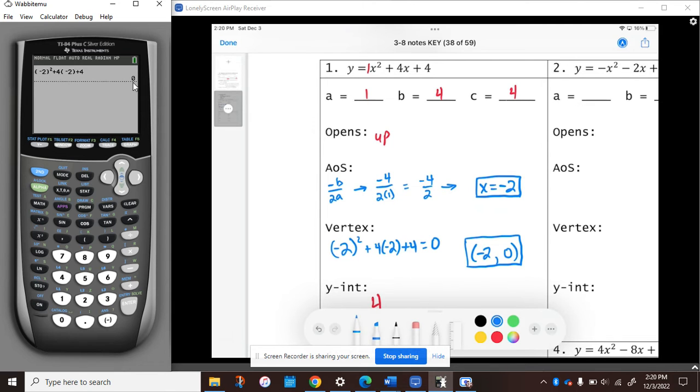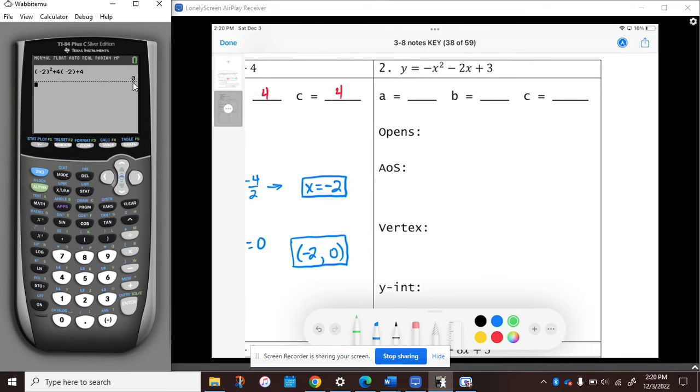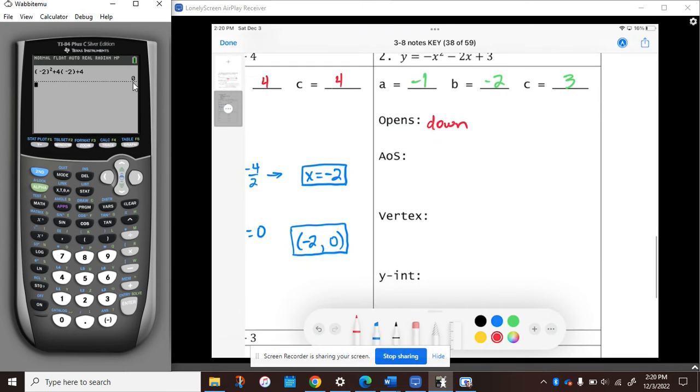Roll on over to problem number 2. Problem number 2, you can see you've got a negative sign out in front of there. That means A is -1, B is -2, C is positive 3. If we're looking at all of those numbers, A, B, and C, we know that this parabola is going to open downward because of that negative sign. And we know because of the C, that constant number at the end, the y-intercept is going to be positive 3.